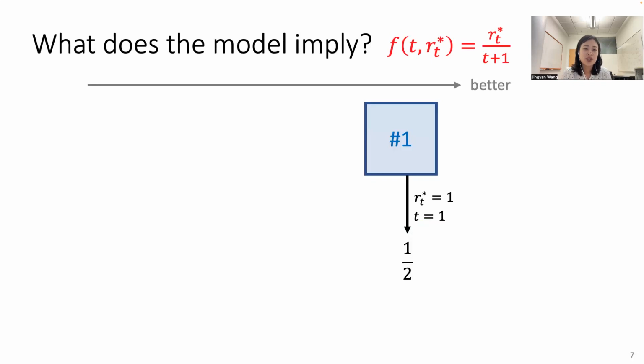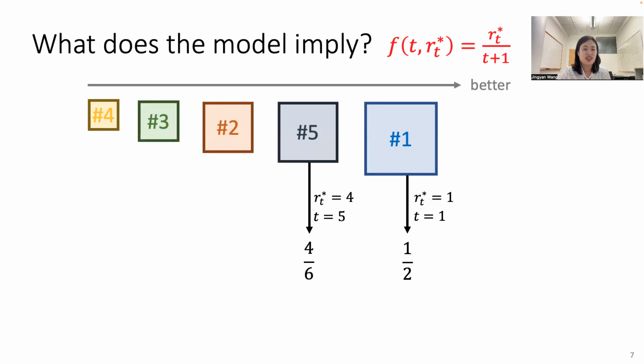Let's look at how this model works with an example. Here, let's say the first item comes, its relative rank is trivially 1 because there is only one item so far. So its score given by the judge is 1 divided by 1 plus 1, which is 1/2. We have more items coming in, item 2, 3, 4, and let's look at item 5, where the relative rank of item 5 is 4 because it's the fourth largest, like it's above 3 items in the sequence. So the score given by the judge is 4 divided by 5 plus 1, which is 4/6 or 2/3.